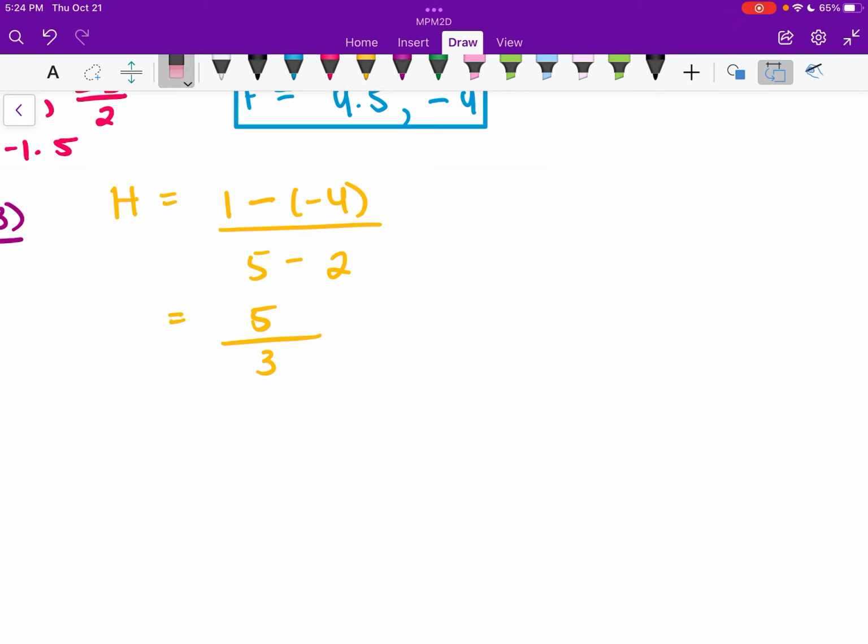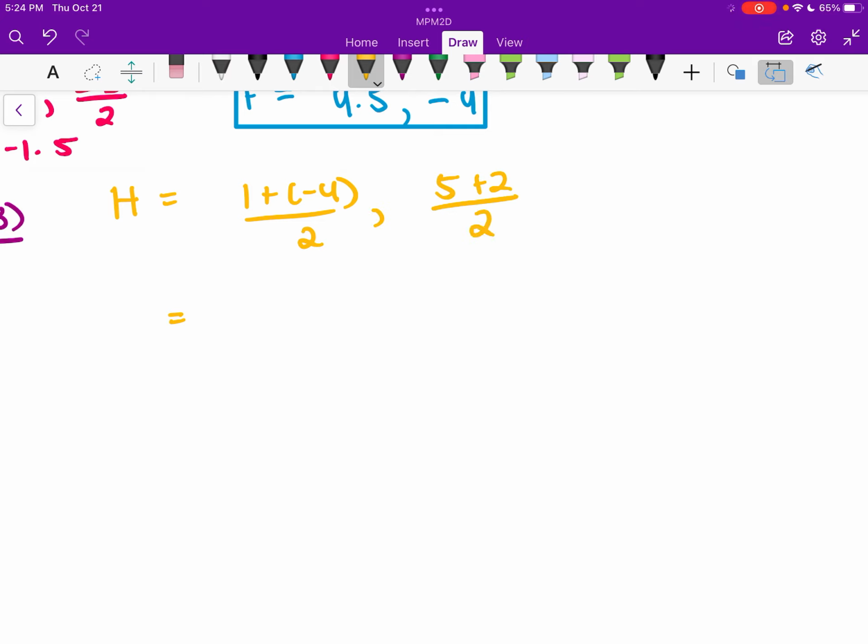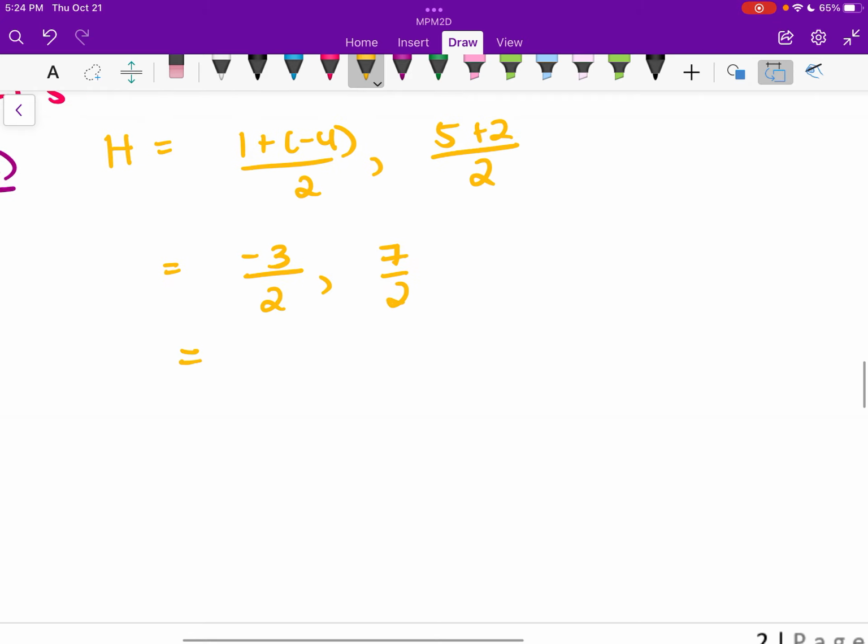Oops, sorry, I wanted to find the midpoint. So 1 is going to be, what did I write? And the other one was just going to be 5 plus 2 divided by 2. So it's going to be negative 3 over 2 and 7 divided by 2. Negative 3 divided by 2, I'm just going to put as a decimal. You can leave it as a fraction. 7 divided by 2 is going to be 3.5. It just makes it easier to graph and work with those numbers after.